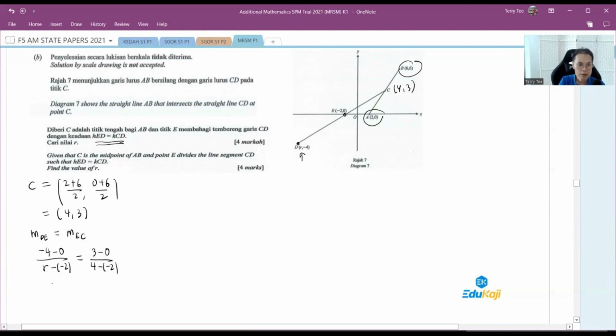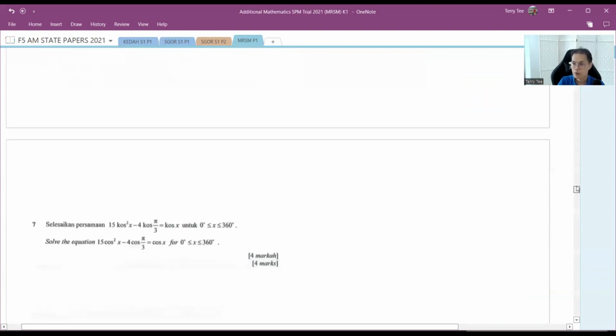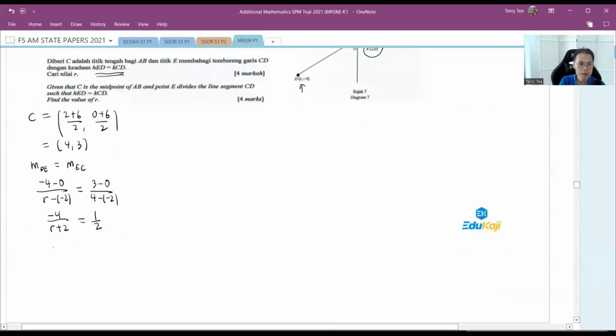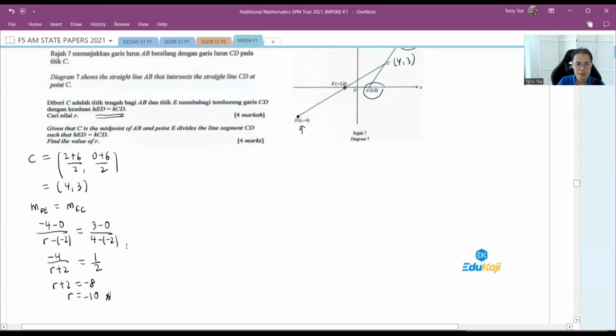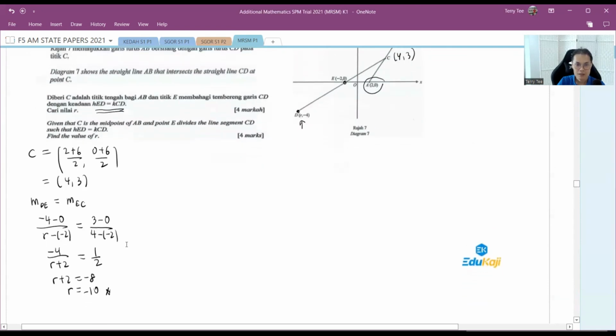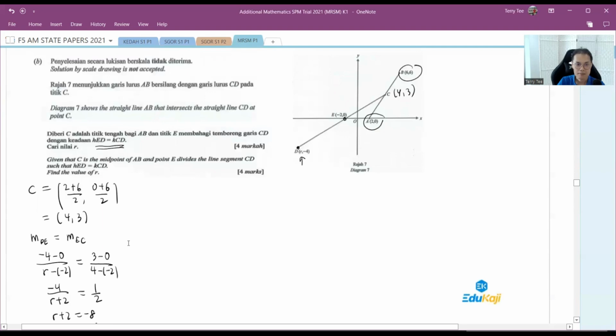You notice the gradient should be positive, the gradient is going up. So this will be negative 4 over r plus 2 equals 3 over 6. 3 over 6 is 1 over 2. When you cross multiply, your r plus 2 is now negative 8. Your r is negative 10. So it's very short for 4 marks. R equals negative 10.